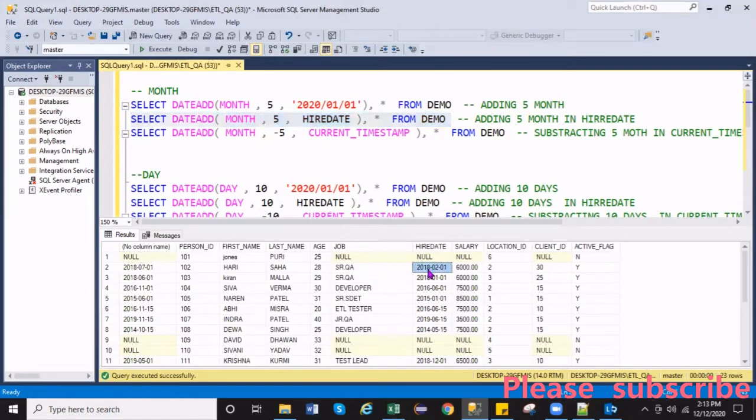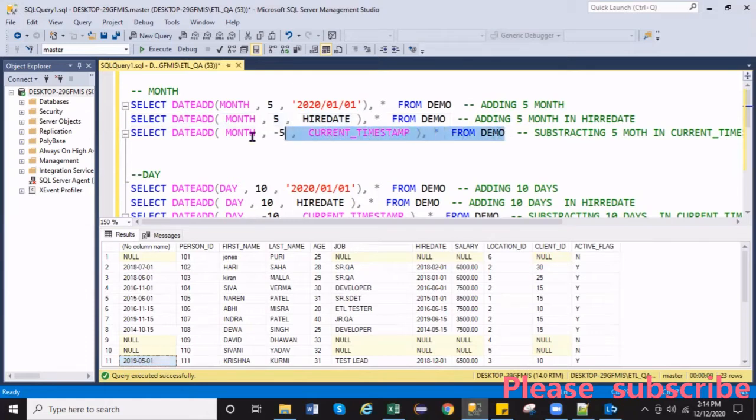So if you see here, 2018 February 1st, it makes 2018 July, 5 months. Similarly, 2016 06, it will add and it will be 11. For example, if you see here, last year 2018 December 1st, right? If you add 5 months here, it becomes 2019 and 5 months is May, right? So it adds the 5 months.